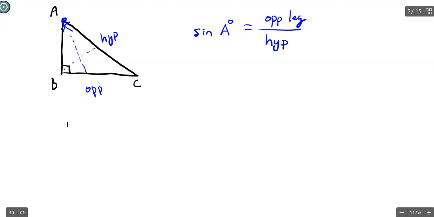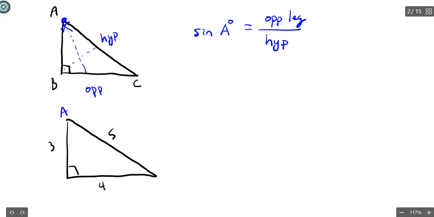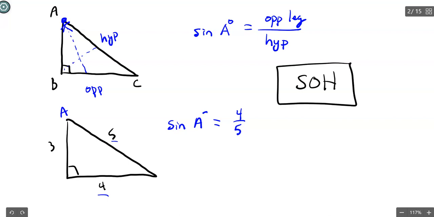So if we go back and use our generic 3, 4, 5 triangle, the very first Pythagorean triple, and I say, what is the sine of angle A? Well, the sine of angle A would be the opposite leg over the hypotenuse. So it would be 4/5. That's the opposite over the hypotenuse. So that's the sine ratio, and oftentimes you use a mnemonic device and memorize it as SOH, because you have S, O on top, H on bottom. It's a quick way to remember that sine is opposite over hypotenuse.